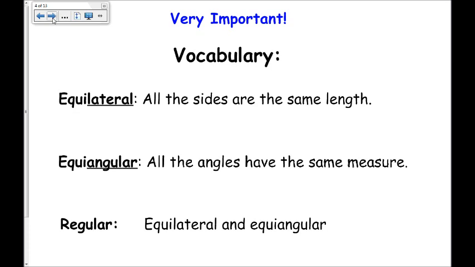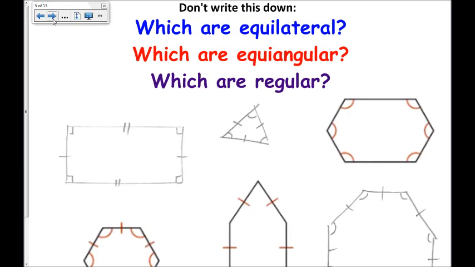So here's some important vocabulary about polygons. Equilateral polygons, lateral meaning side, are where all the sides are the same length. Equiangular is where all the angles have the same measure. Now one that you're probably not familiar with is the term regular. A regular polygon is both equilateral and equiangular. So let's look at some.